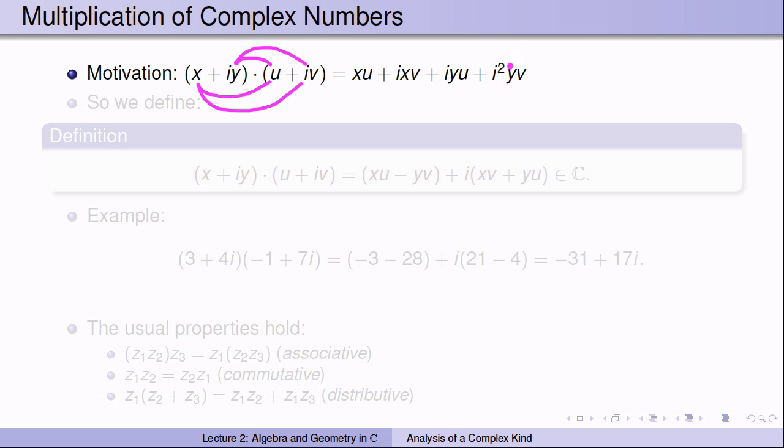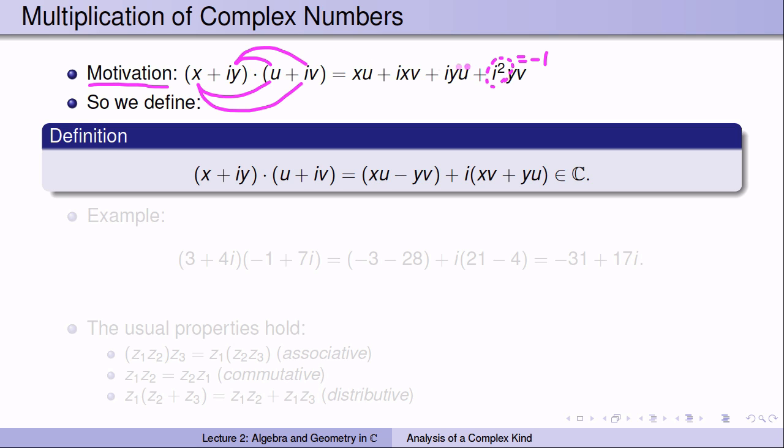Now, if i indeed has the property that i squared is -1, then this should really just be a -1 here. Now, this is a motivation. So this is the thought that goes into the following definition. If this is supposed to be true, then the part of this number that is real will consist of this xu, because there's no i in there, and this number right here, because i squared is -1, so minus yv, is also a real number. So the real part of the product of these two complex numbers should then be xu minus yv. And the imaginary part would be this together with this, so xv plus yu. And indeed, that's how we define our multiplication.